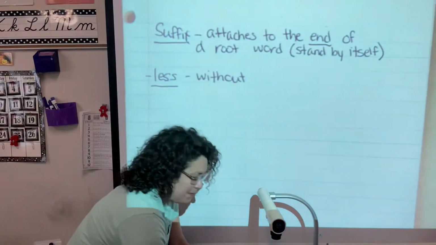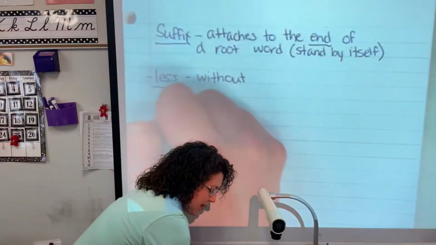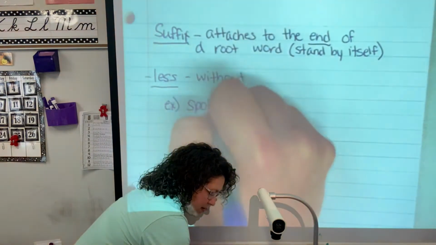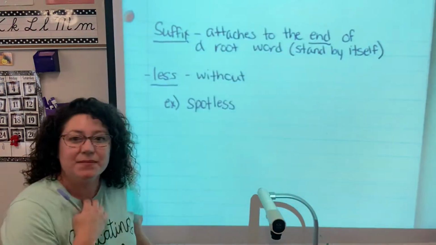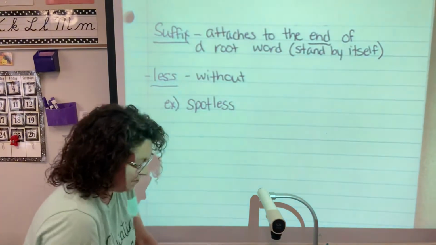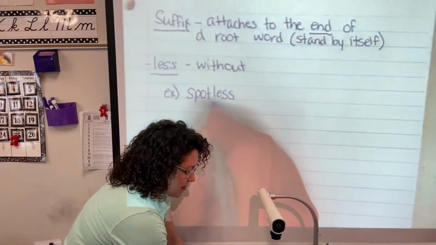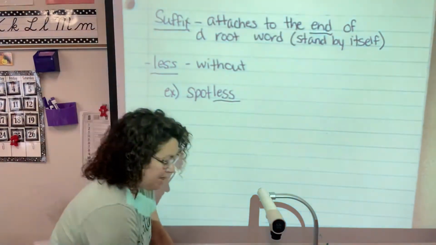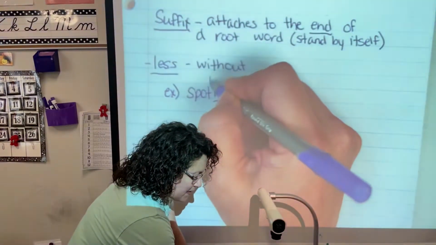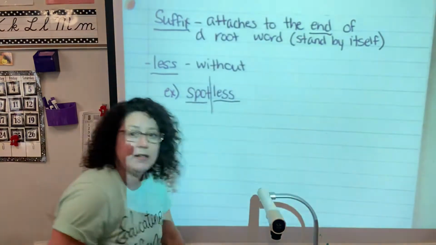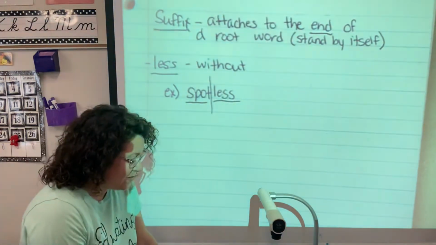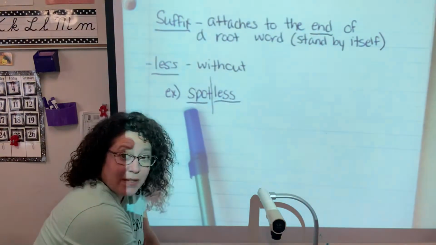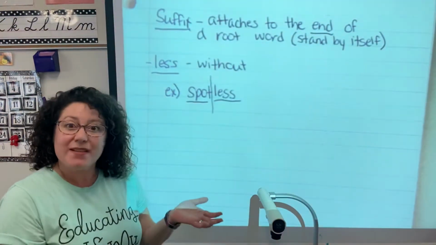For example, spotless. Here's my suffix. And if I split my root word and my suffix down the middle, or down where the suffix is, I get my root word. So what would spotless mean? Without, and the root word. So it would be without spots. If something is spotless, it's without spots.